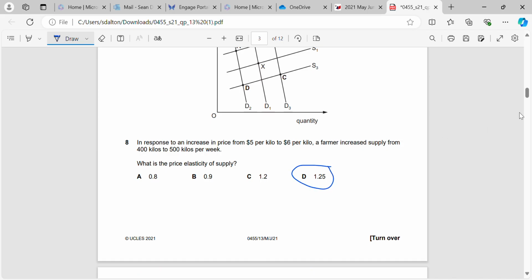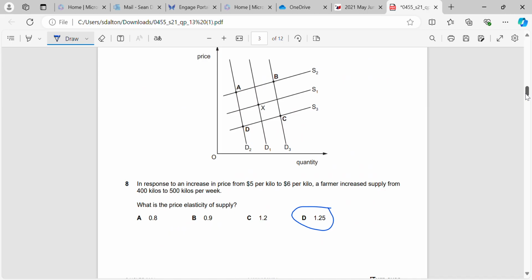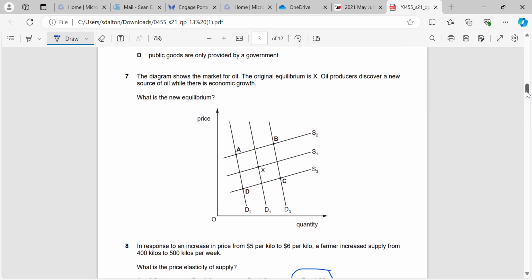Okay, question 8 is from question paper 11. Go look at that for the explanation if you need it.